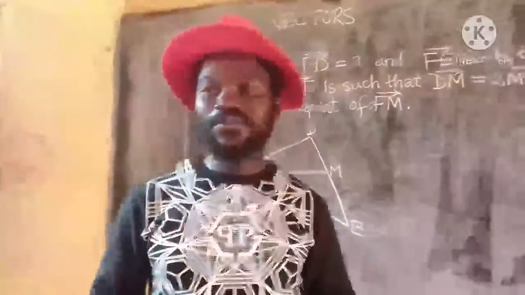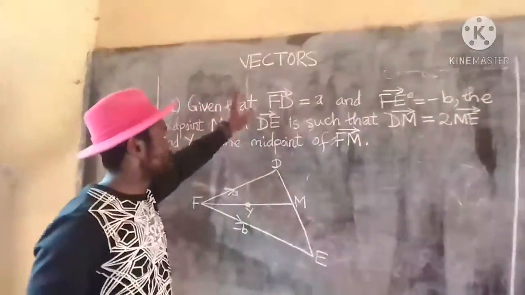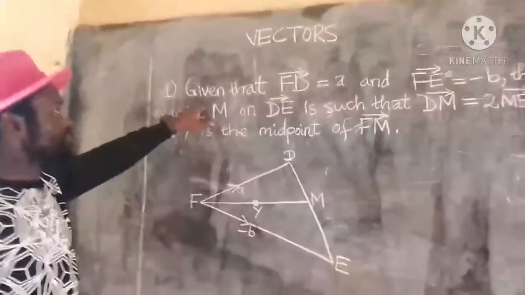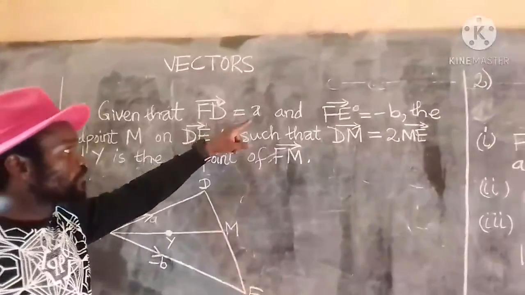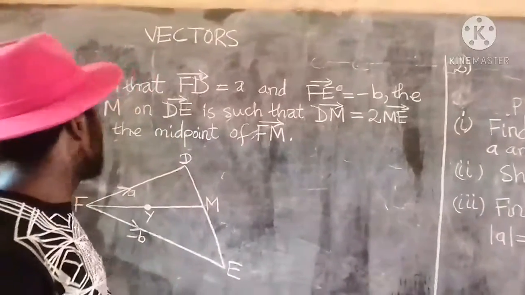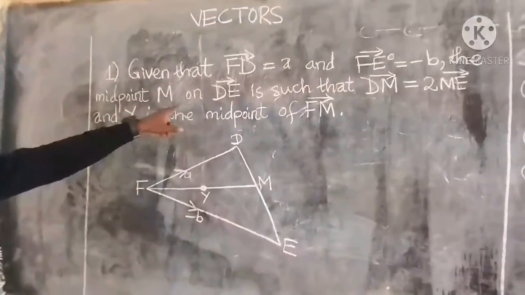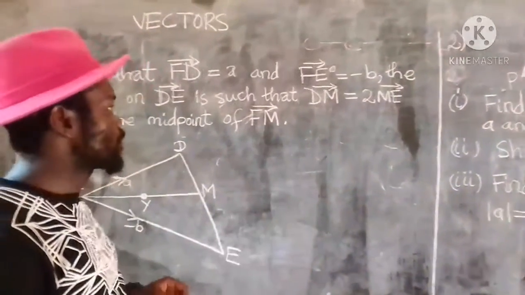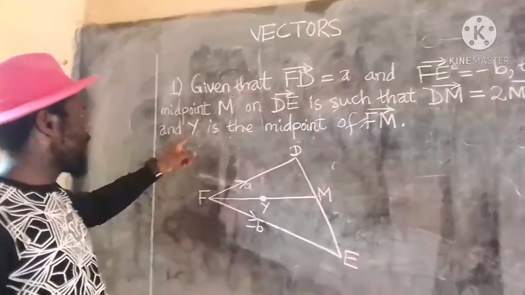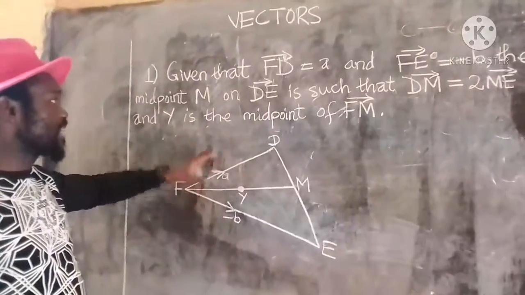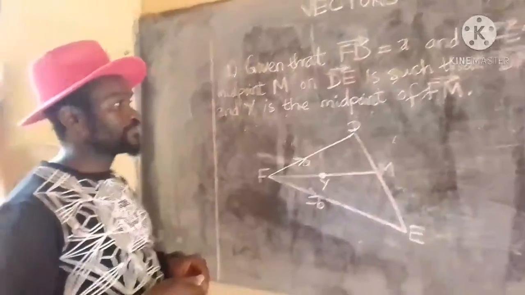Today we are going to work these examples, the homework that I gave you on the vectors. So the first question says, given that FD equals small a and FE equals minus b, the midpoint, capital M, on DE is such that DM equals 2ME, and Y is the midpoint of FM. This is the diagram describing what we have in the equation. So let's go about solving it.